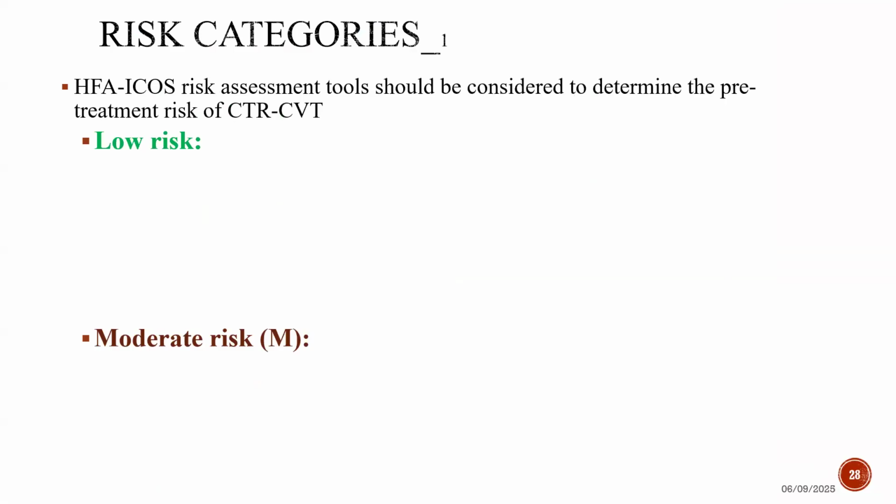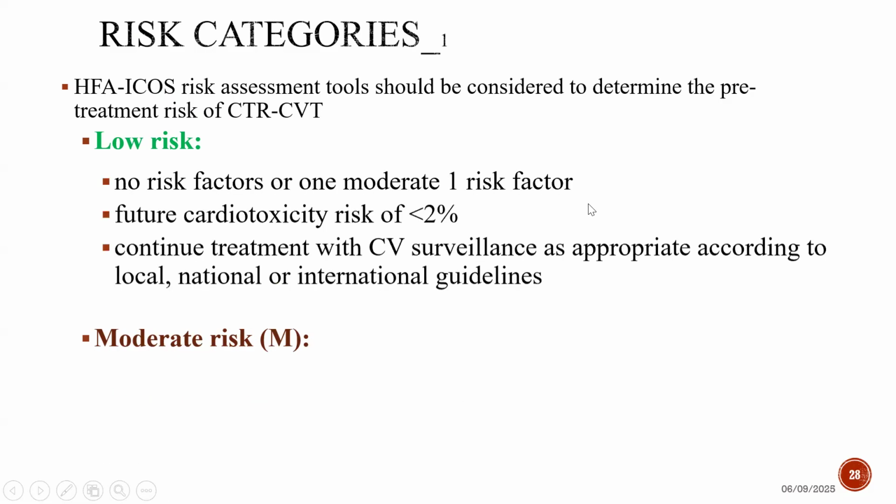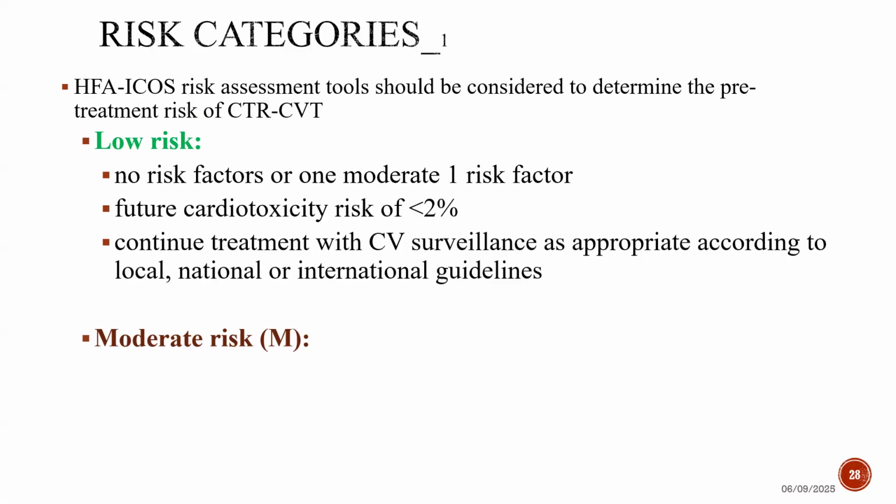So based on the values we'll get from the table that was shown earlier, patients are classified as either low risk, moderate, high, or very high risk. And the low risk patients are those who have no risk factors or have at least one moderate 1 risk factor. And for these patients, their future cardiovascular risk is low, it's less than 2%. And they are usually continued on treatments with cardiovascular surveillance as appropriate. And this will be based on local or national guidelines if available. Otherwise, they will have to be based on international guidelines.